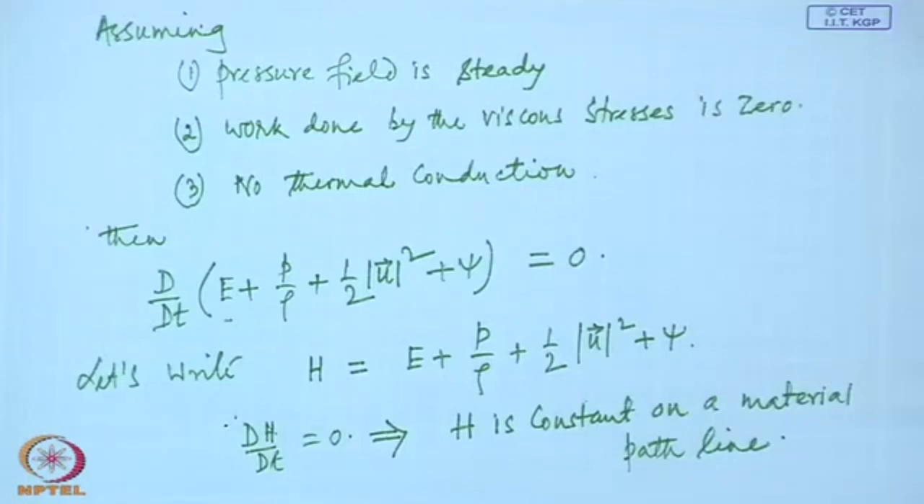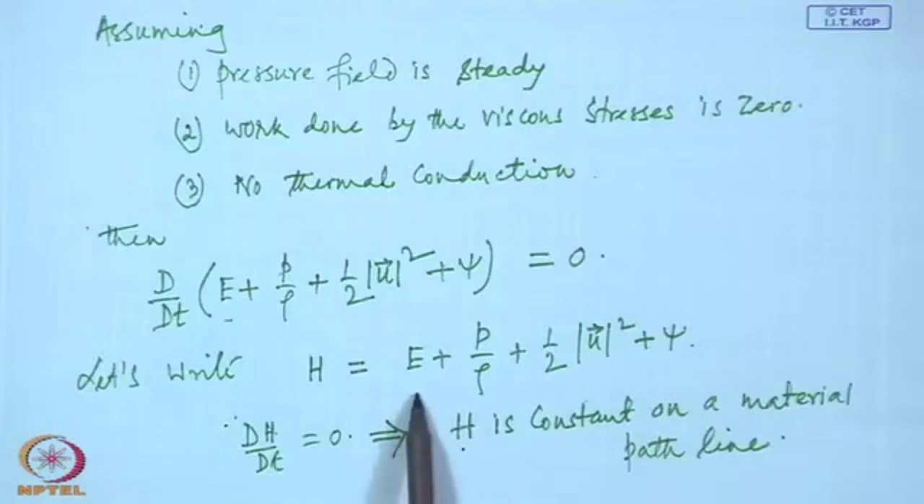Of course, we did not consider any outside direct heating in the energy equation, so that is not there. So, there is no direct heating, no thermal conduction, work done by the viscous stresses is 0. The pressure field is steady, the body force is potential and the potential is independent of time. If all these conditions are satisfied, then this quantity H, which is given by this, is constant on a material path line, but it is different on different path lines.